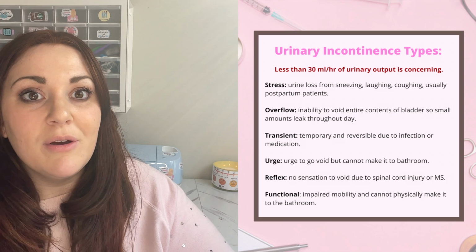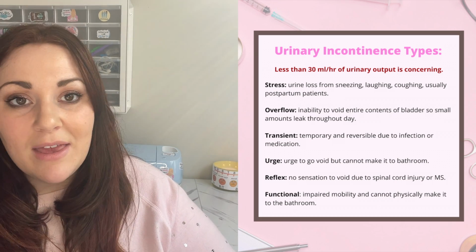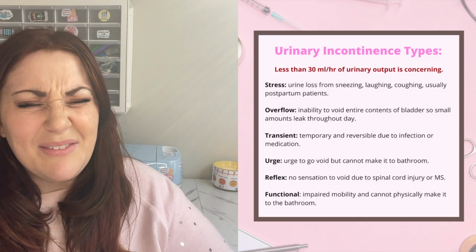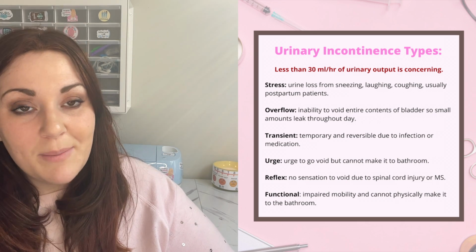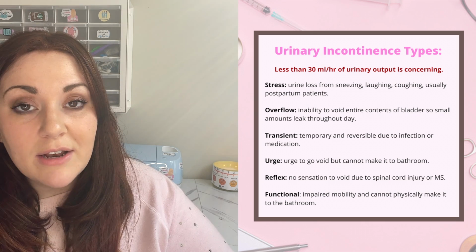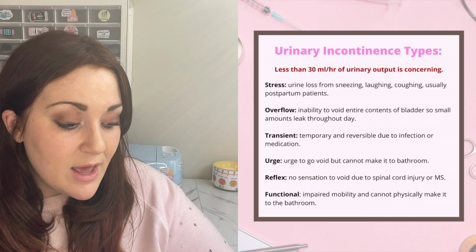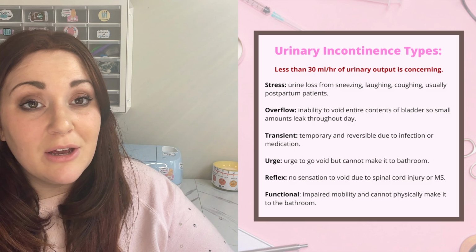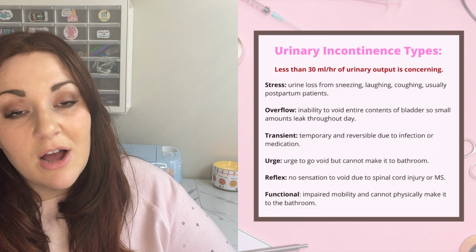Urge incontinence, so you have that urge to go, but you just can't make it. So these are people that all of a sudden feel like they really have this urge to go to the bathroom, but you don't make it to the bathroom. This could be caused by UTI or overactive bladder. Reflex incontinence, where you have no sensation to void. Again, that could be from a spinal cord injury or multiple sclerosis. This one is functional incontinence. So this patient might be experiencing impaired mobility, where they cannot make it to the bathroom and they have that loss of urine.